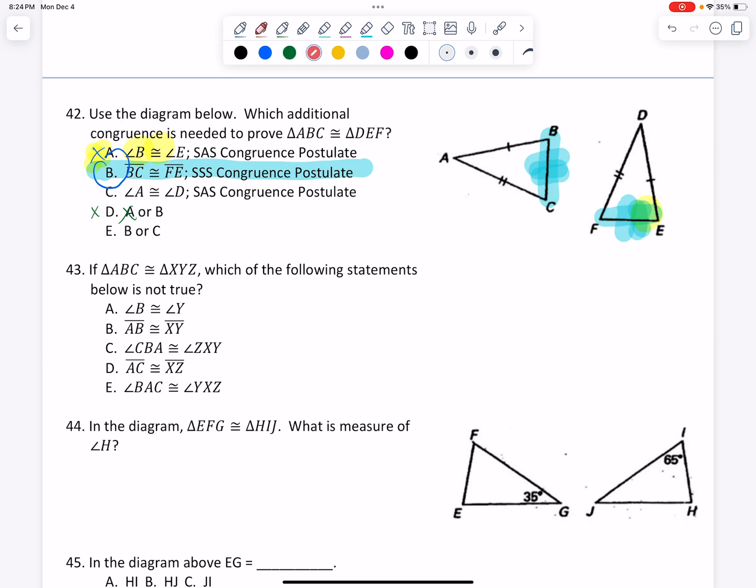D says that A is congruent to D by side, angle, side. So let's check that. If I've got a side and a side already congruent, and we know that angle A is congruent to D, then we could use side, angle, side. That is true. And since that one's true, I'm going to pick this one, which is B or C. This is a very tricky question because you have to know how to get all parts right.